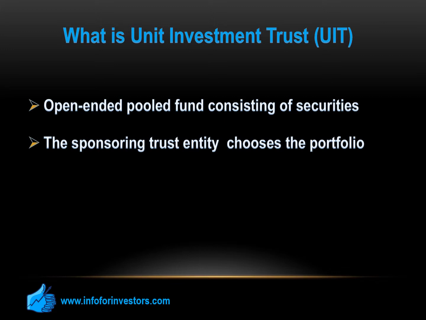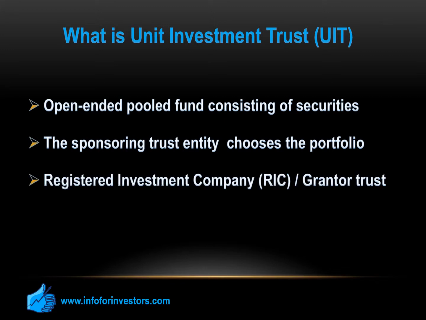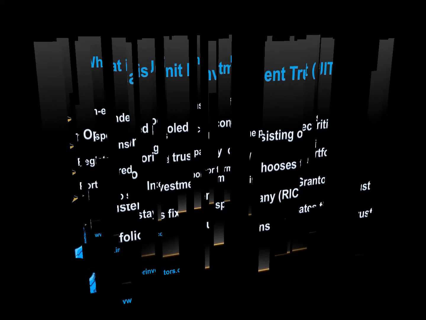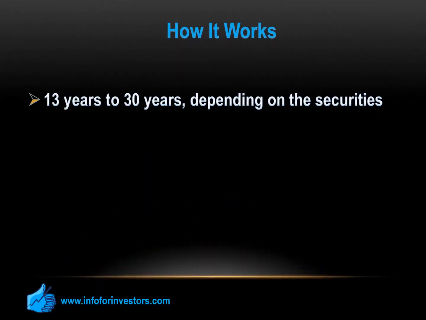Usually, a unit investment trust has an SEC registration as a registered investment company, RIC, or grantor trust. Most often, the portfolio stays fixed until the sponsor terminates the trust. This can take anywhere from 13 years to 30 years, depending on the underlying securities. There might be instances when the sponsor may remove a security or two from the trust. However, they will do it only under limited circumstances, usually to protect the fund. An investor may find these situations in the prospectus or declaration of trust.